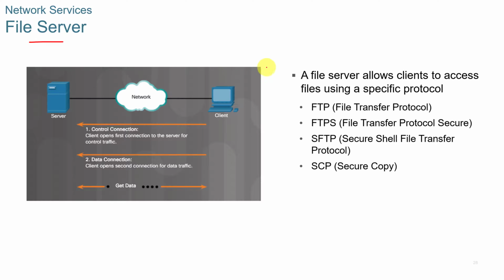A file server allows clients to access files using a specific protocol, either FTP, FTPS, secure FTP, or secure copy. So you can have files out on a server and you can request those. You might use a browsing service to connect to the server, and then in the background, when you copy those files across, you're using one of the other protocols to get those files moved across the network.